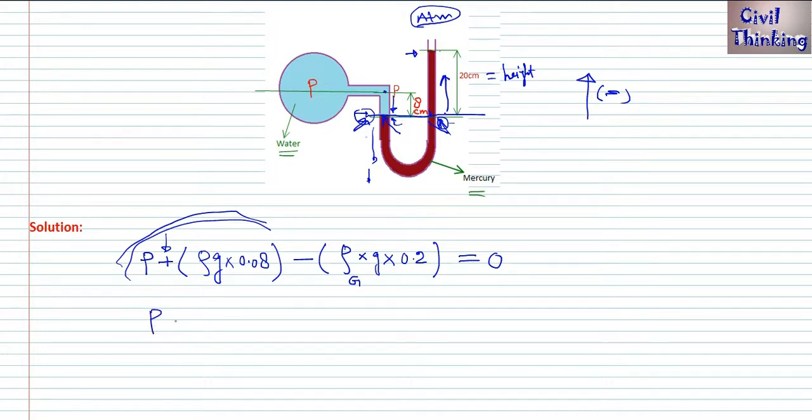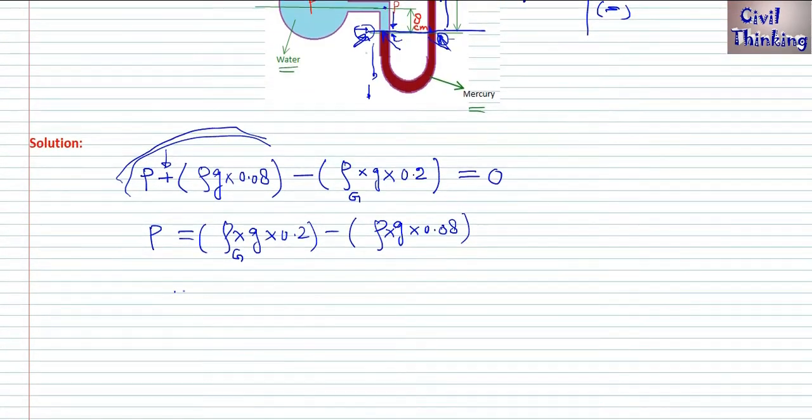Now P, if we shift these terms to the right side, we get P is equal to rho mercury g into 0.2 minus density of water multiplied by g multiplied by 0.08.